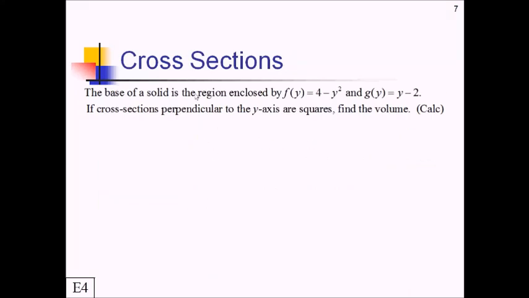For our last problem, we're given the base of a solid is the region enclosed by f of y and g of y here. And our cross-section's perpendicular to the y-axis now. This tells us we have y integration, our squares. Find the volume with a calculator. All right, pause the video and get as far as you can on this one before you hit a snag. So for my part, I'm going to graph this as soon as I can.